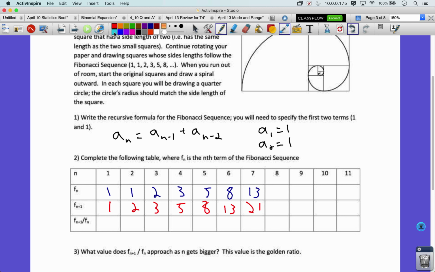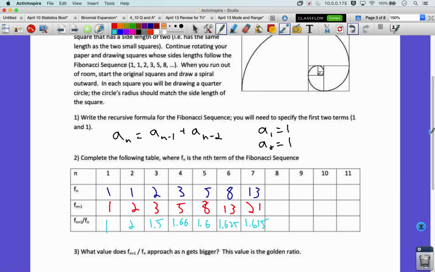All right, and now this is asking us to divide these two columns. So you're finding the ratio between any number in the Fibonacci sequence and the number right before it. So this is a 1, this is a 2, this is a 1.5, 1.6, 1.6, 13 over 8, gotta plug that in, 1.625, 21 over 13 is 1.615. So we are converging to a number here with this ratio here.